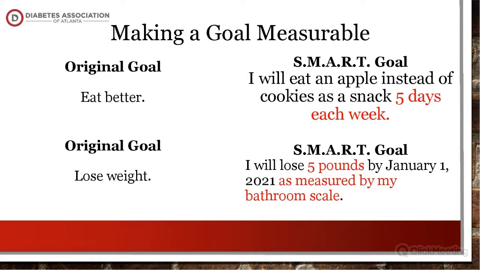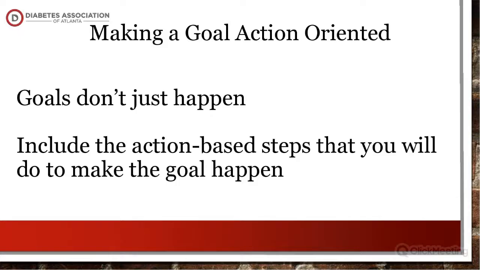And with the weight loss goal of I will lose 5 pounds by January 1st, 2021, as measured by my bathroom scale, we know that if we do not lose 5 pounds by January 1st, that we did not meet our goal. Whereas if we do lose 5 pounds by January 1st, then we did meet our goal. And then we have an extra clarifier here by using the tool that we're going to use, because sometimes if we go to the doctor's office or our friend's house or our own house and we have a scale, the numbers can vary. So we want to make sure that we're using the same tool to measure our progress.